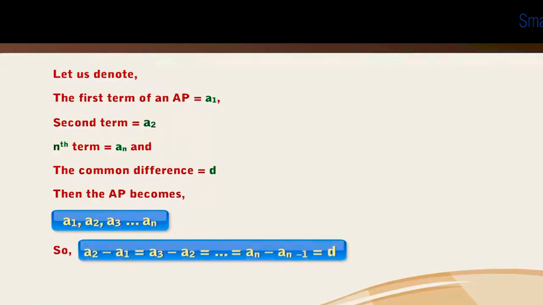Let us denote the first term of an AP by a1, the second term by a2, the nth term by an, and the common difference by d. Then the AP becomes a1, a2, a3, up to an. So a2 minus a1 is equal to a3 minus a2 is equal to an minus a(n-1) is equal to d.